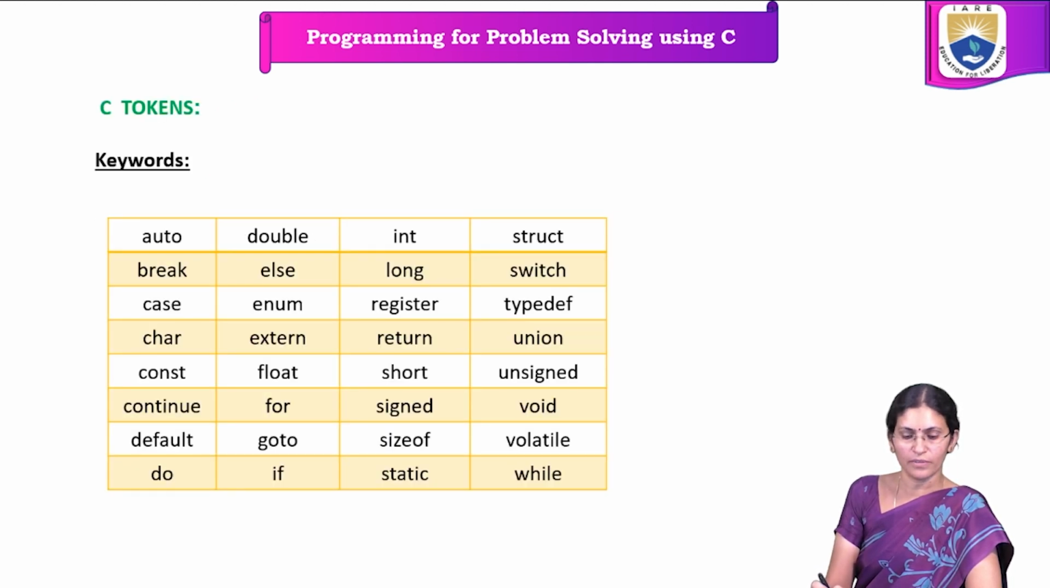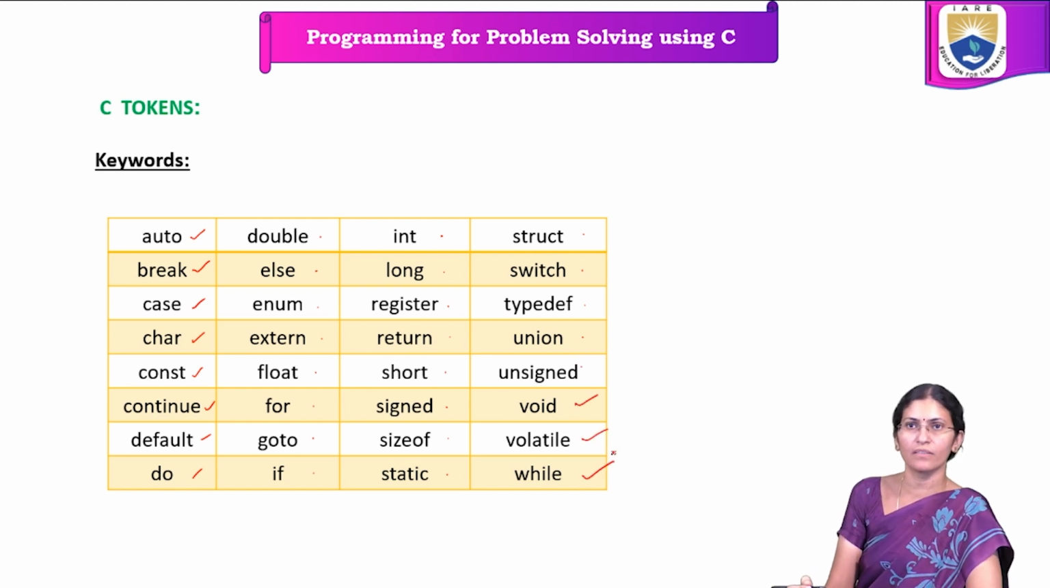Now let us see what are the different keywords available in C. First one is auto. Then we have break, case, char, const, continue, default, do, double, else, enum, extern, float, for, goto, if, int, long, register, return, short, signed, sizeof, static, struct, switch, typedef, union, unsigned, void, volatile and while. So these are the different keywords available in C.